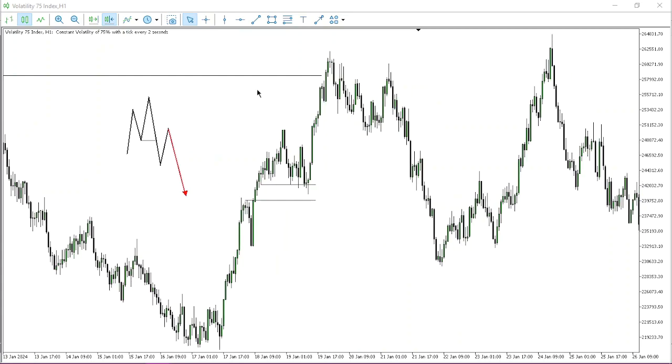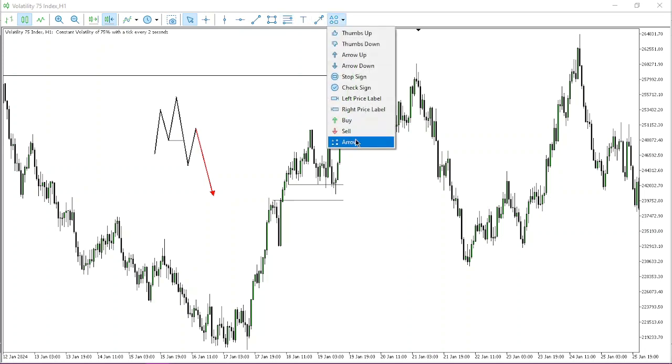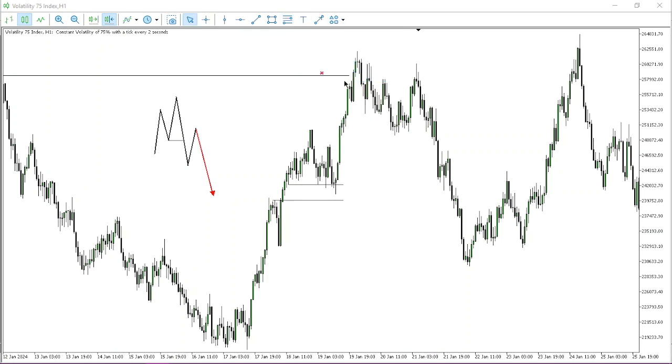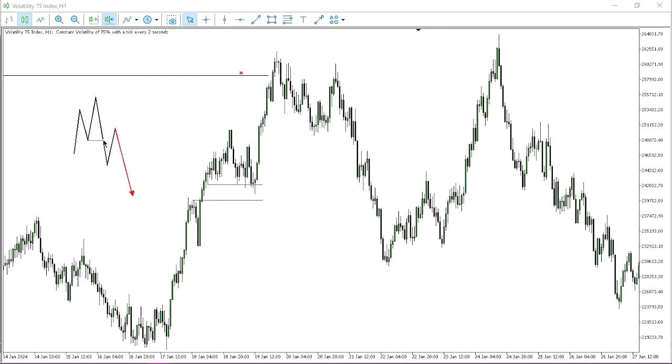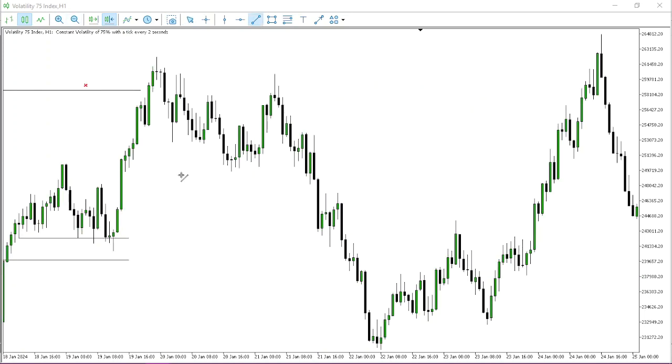So does this meet the requirement of this? Well, one, a liquidity sweep, that would be this one right here. Okay, and a market structure shift is actually characterized by a displacement.